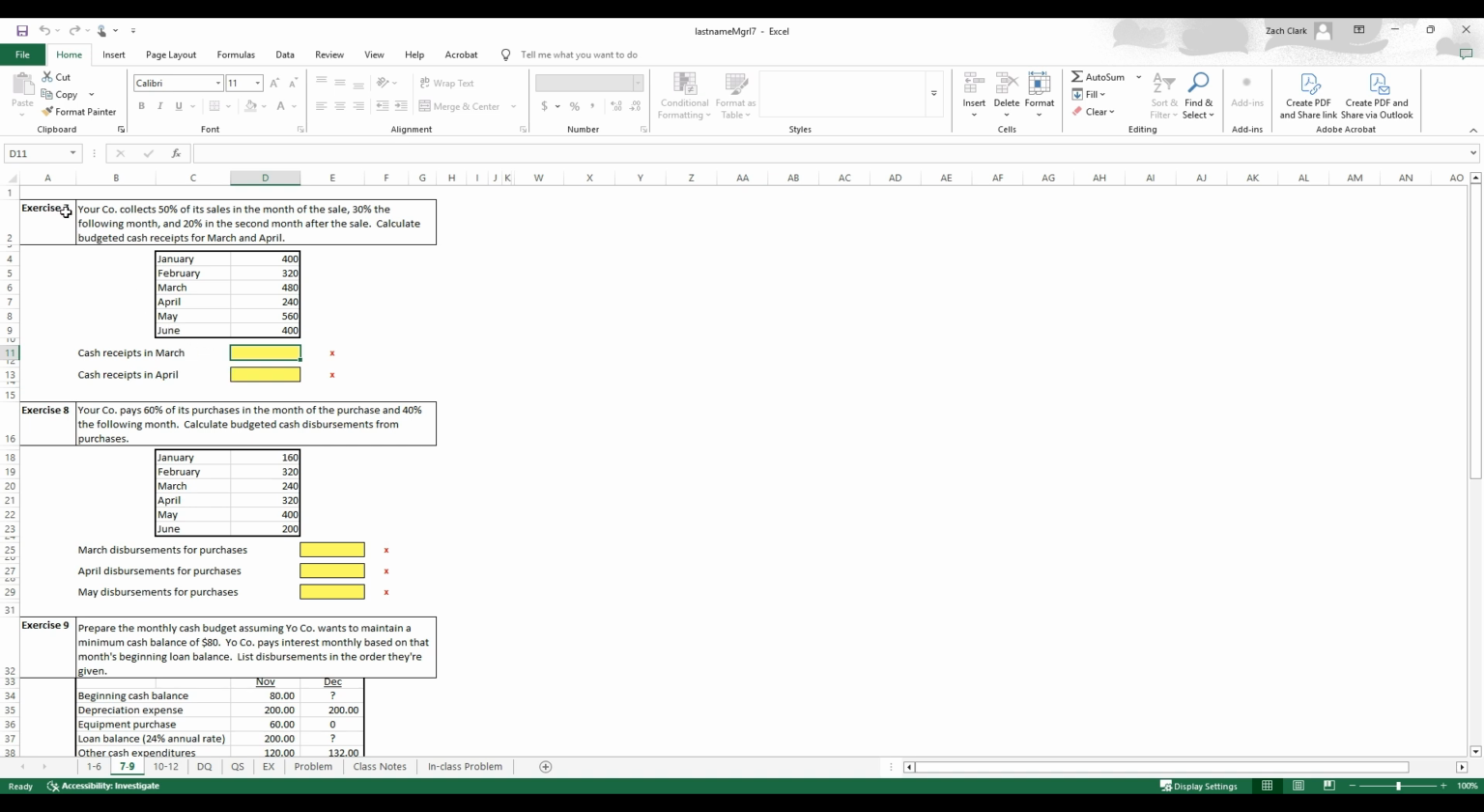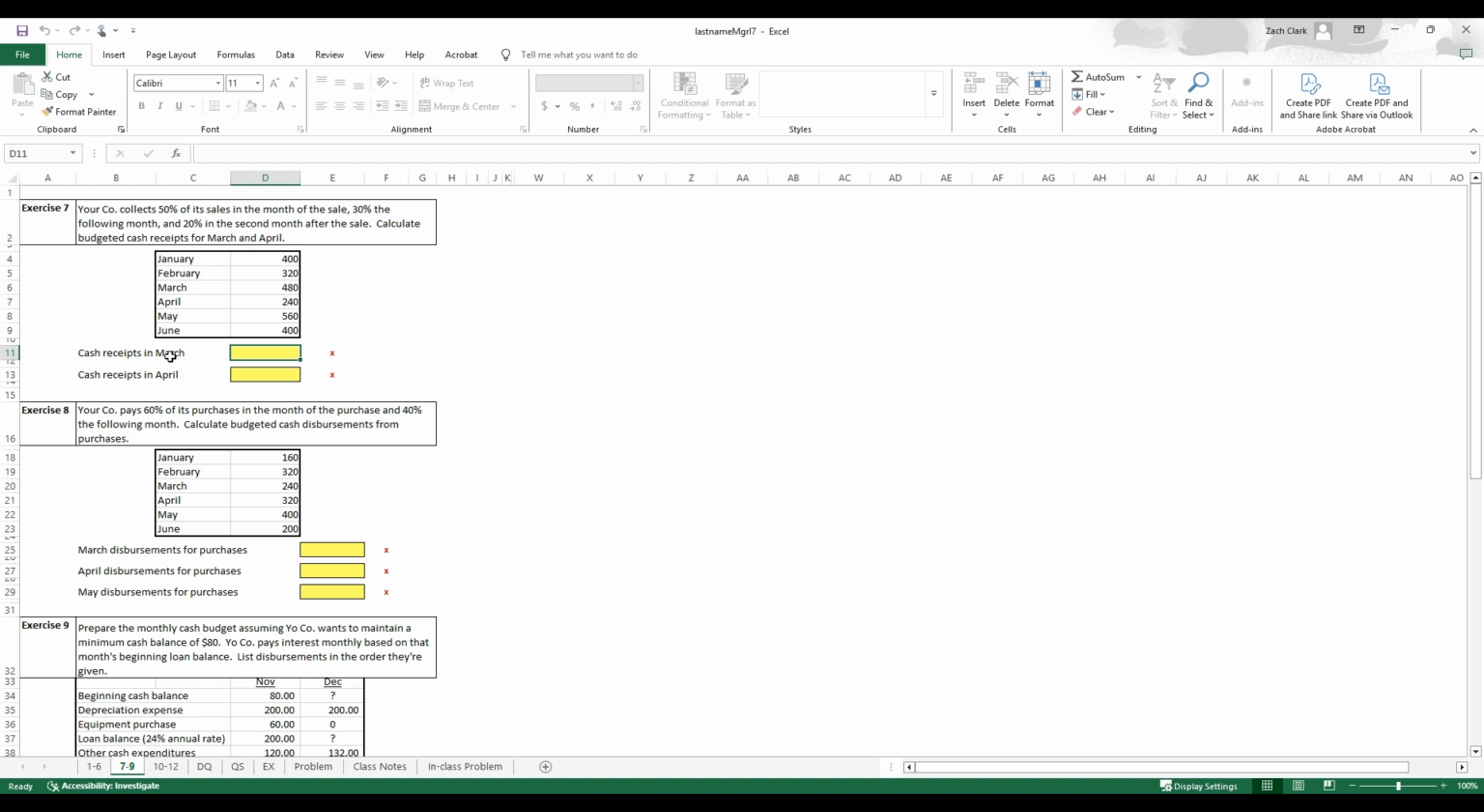Okay, so starting at exercise 9, in this problem, we have a company that collects 50% of its sales in the month of the sale, 30% the following month, and 20% in the second month after the sale. And so we want to calculate budgeted cash receipts for March and April.